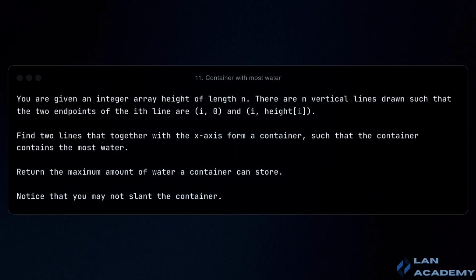In this problem, I need to find the maximum amount of water a container can store using an array height of length n. Each element in the array represents the height of a vertical line drawn at that position, with the two endpoints of the ith line being (i, 0) and (i, height[i]). The task is to identify two lines that, along with the x-axis, form a container that holds the most water. Importantly, the container must remain upright and cannot be slanted.